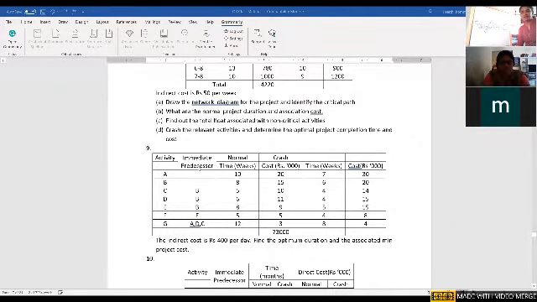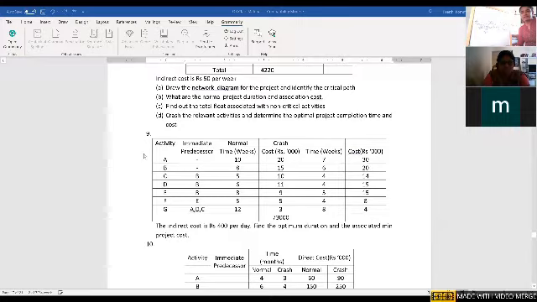Girls, I just want to share the question first. If you see, this is the network. This is the question. We are looking at the 9th question. I just wrote this at the wrong position.